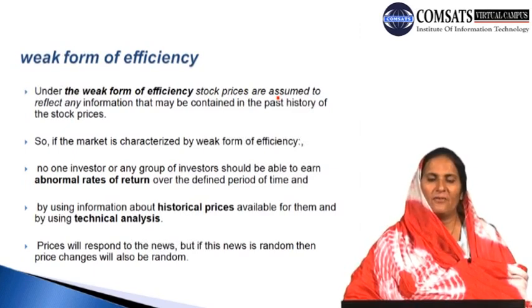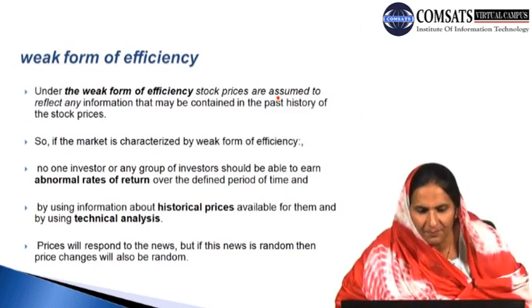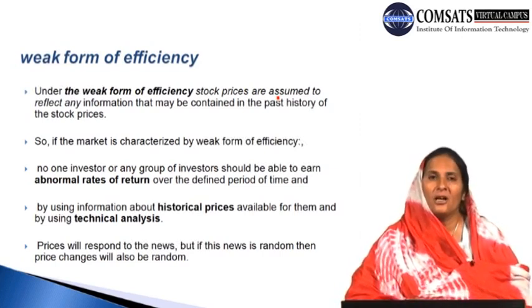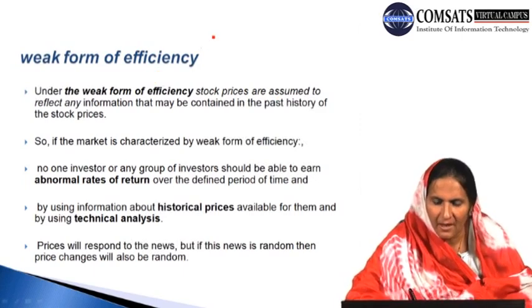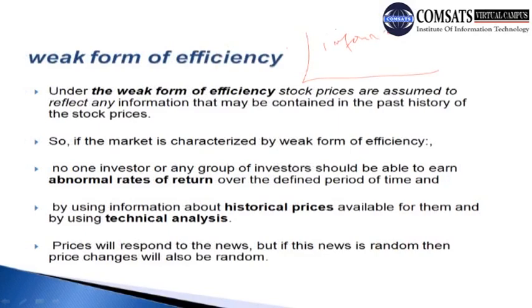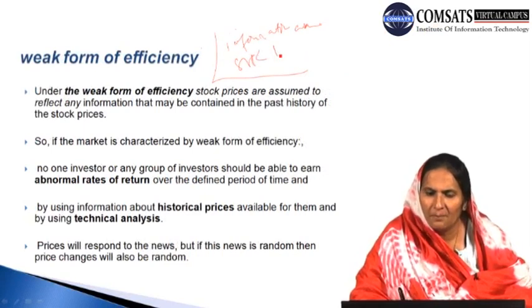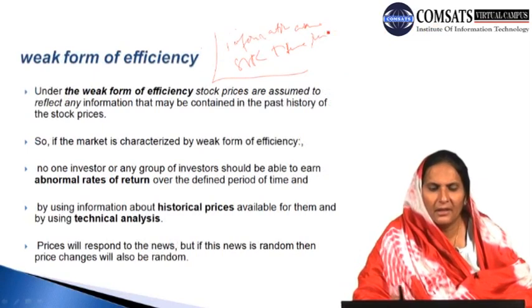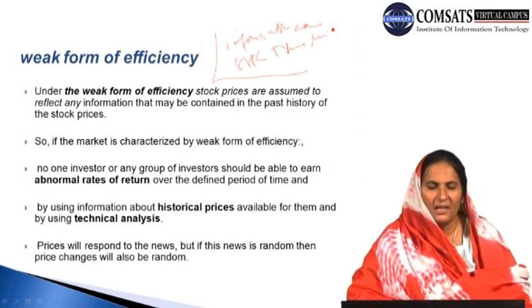So we can say that weak form of efficiency indicates that stock prices are assumed to reflect information contained in the past history of the stock prices, that the past prices of the stock are likely to reflect the information, known as weak form of price information. This basically tells us the information about stock prices in the past, which prevailed in the past time period.